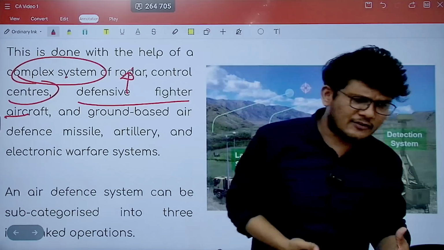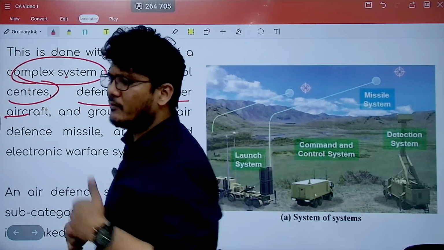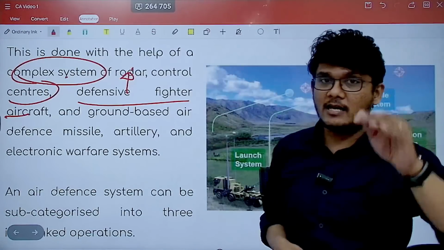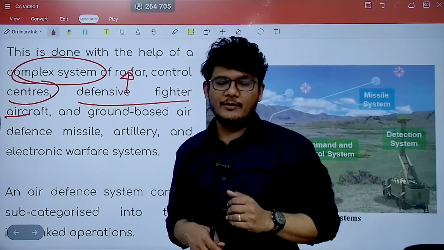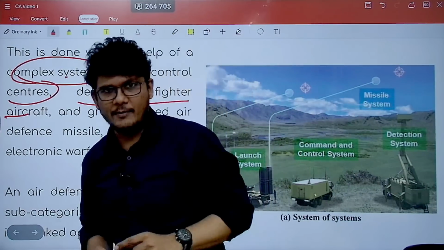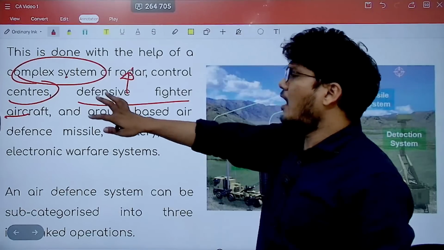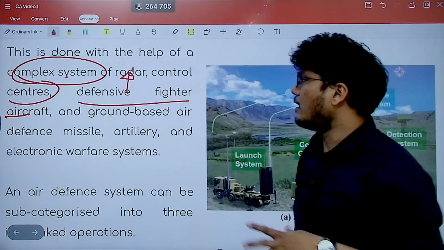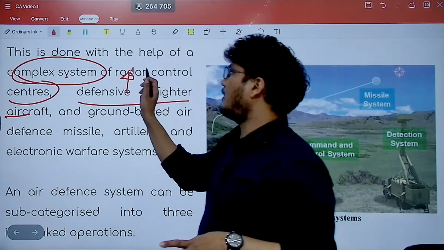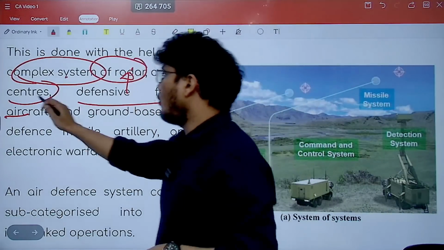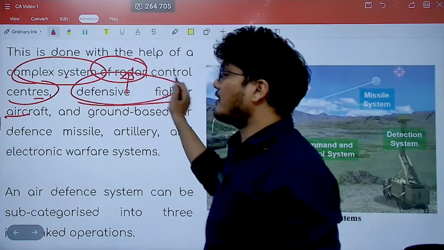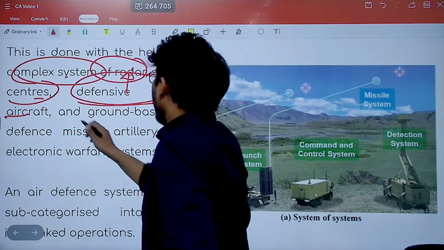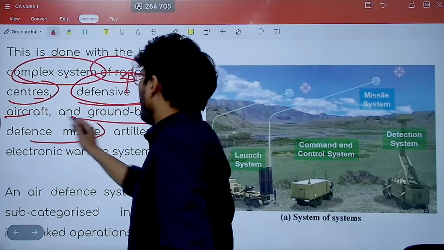Now instead of defensive fighter aircraft, you can have something else as well. You can have surface to air missiles. Instead of an aircraft using air to air missiles, you can have surface to air missiles. So there will be certain variations over here. But generally it will consist of radar, the control centers, the defensive fighter jets, or as I said, surface to air missiles, and ground based air defense missiles.